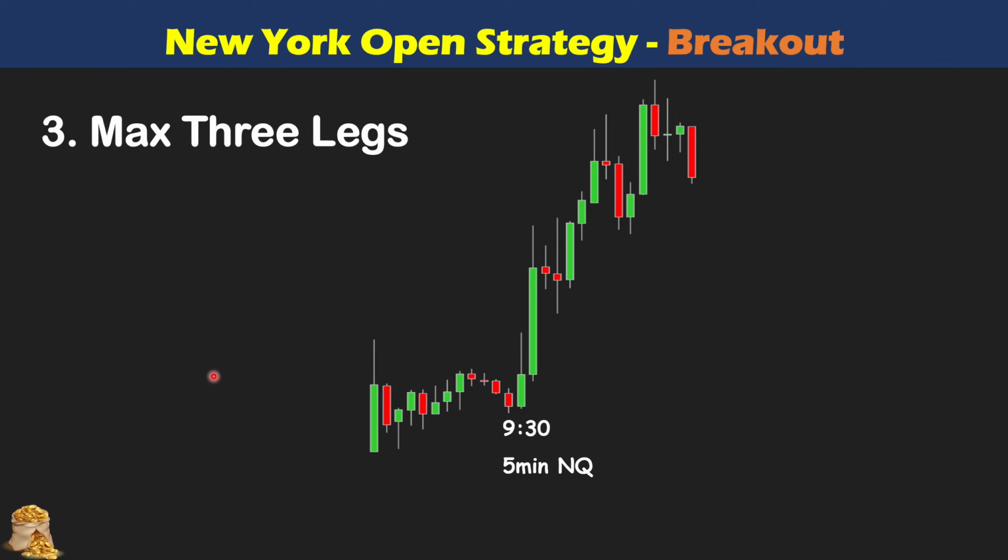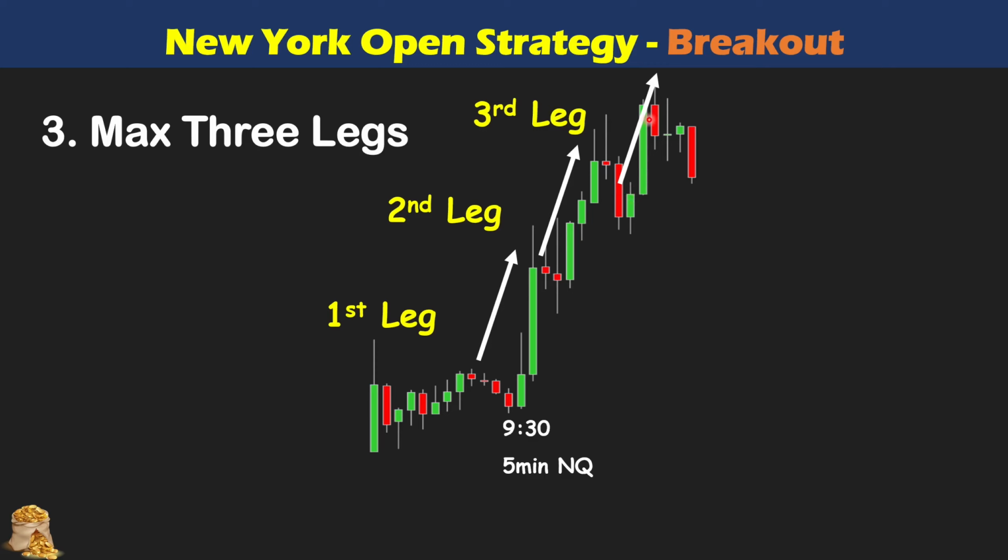Third, maximum 3 legs. For the New York Open strategy, we're trading the volatility. It should be very quick. So here's the first leg, pullback, and second leg, pullback, and the third leg. We do not trade the 4th or 5th leg. And for this strategy to work, we have to enter and exit very quickly.